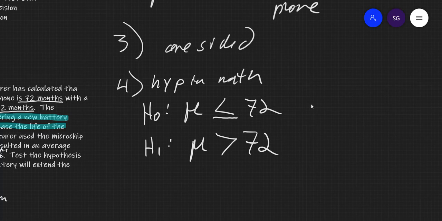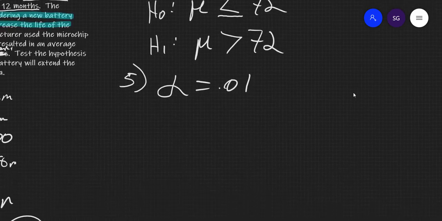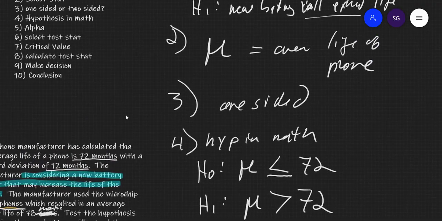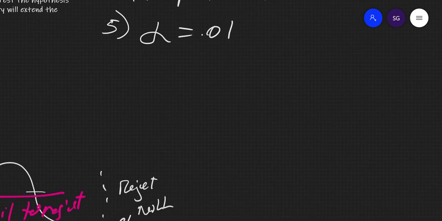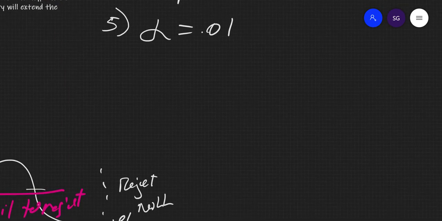Excellent. Number 5 is alpha. Alpha is easy. Alpha is equal to 0.01. It is given in this particular practice problem. And then we go on to number 6. Select the test statistic. Number 6. Oh, I'm going to run out of space here. Let me go this way.